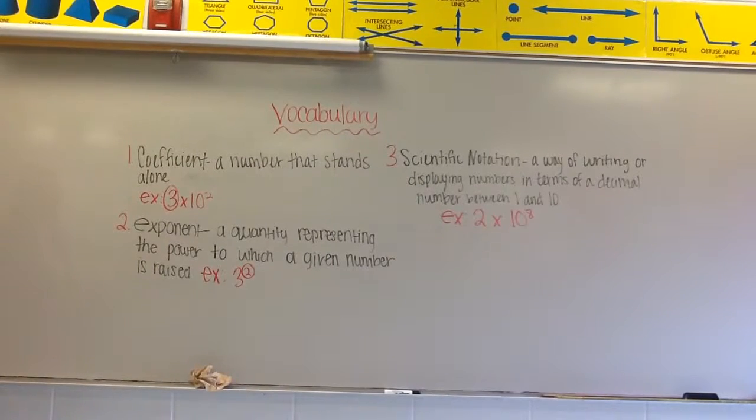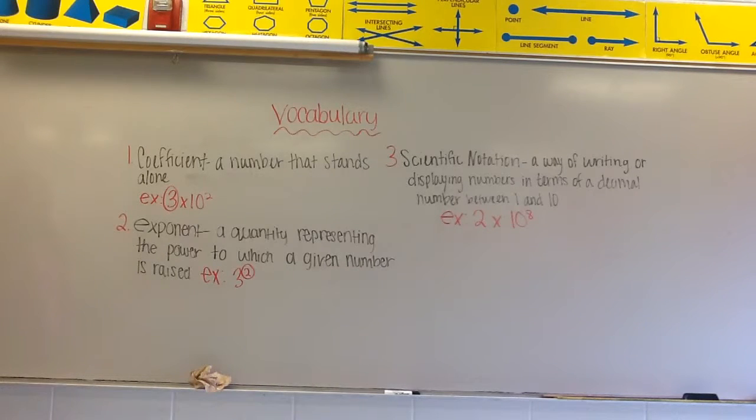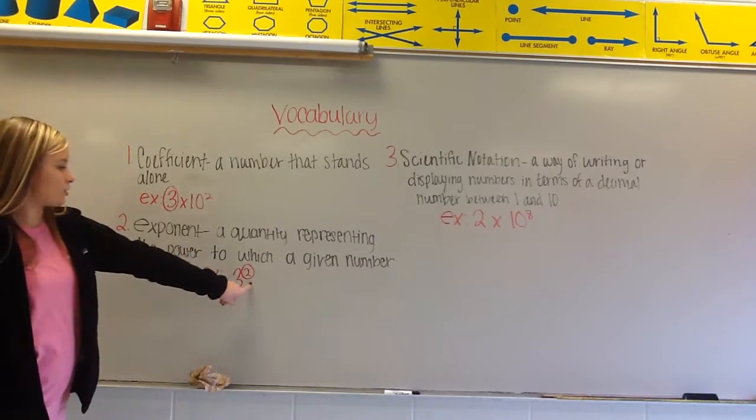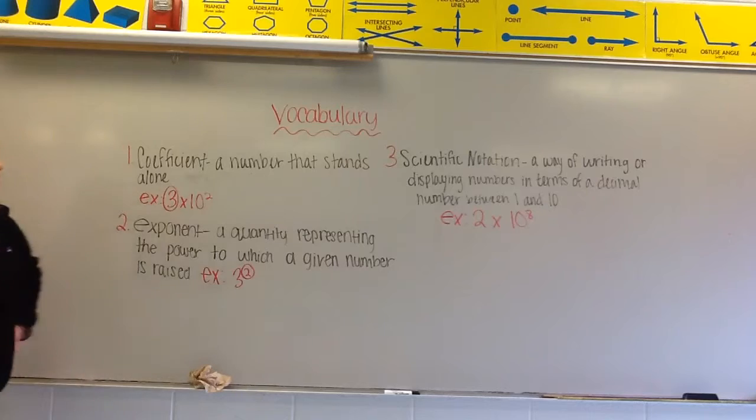There are 3 vocabulary words for this lesson. Your first word is coefficient, which is a number that stands alone. For example, 3 times 10 squared, where 3 is your coefficient. Your second word is exponent, which is a quantity representing the power to which a given number is raised. For example, 3 squared, and 2 is the power it's raised to.